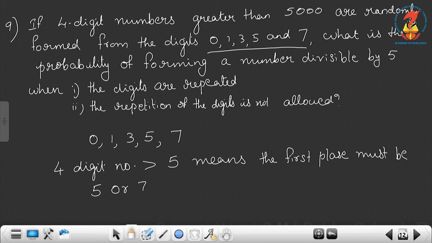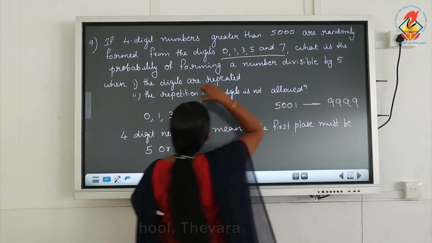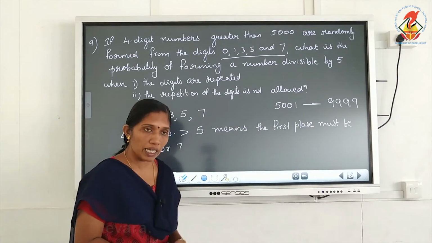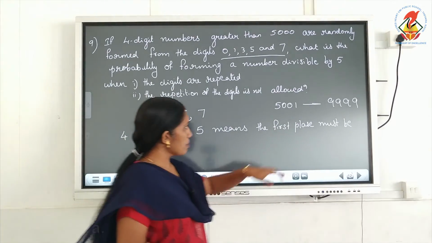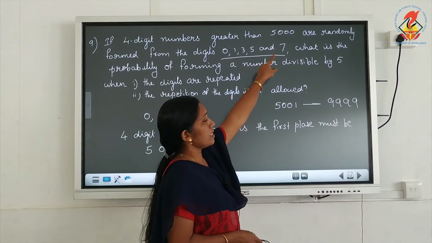The greatest 4-digit number is 9999. Greater than 5000 means 5001. This is the range using these digits. The number must be greater than 5000 and less than 10,000, but using these digits.